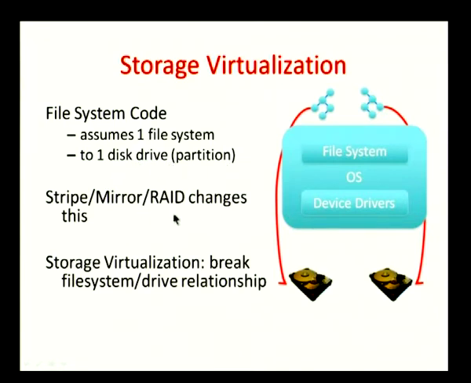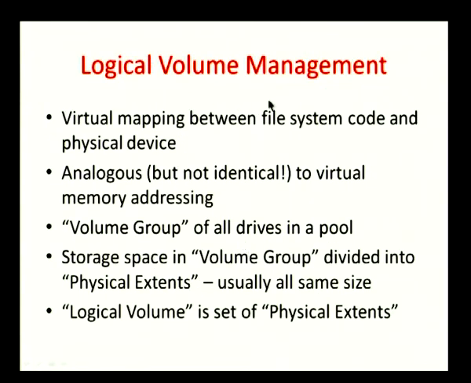Here you have the file system code, and assume one file system to one disk drive partition. You can have striping, mirroring or write changes also, and storage virtualization breaks this fixed file system to drive relationship. That is the main conceptual idea. Logical volume management is one type of storage virtualization. Here the virtual mapping between the file system code and physical devices is done. It is analogous to virtual memory addressing, even though it is not exactly identical.